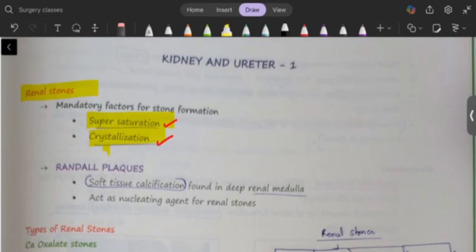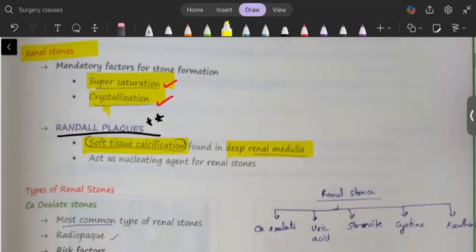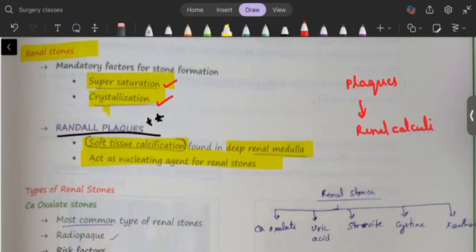There is a differential diagnosis for renal stones, that is Randall plaques. So what are these plaques? These are nothing but soft tissue calcifications, usually found in the deep renal medulla, and they act as a nucleating agent for renal stones. Initially these plaques will be formed, and then this in turn might lead to renal calculi. Along with this, if there is supersaturation and crystallization, they in turn lead to renal calculi.